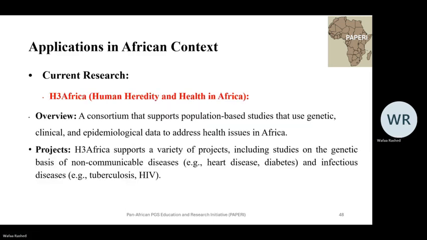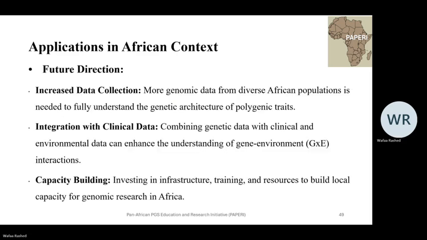Second one, the current research, H3Africa, or Human Heredity and Health in Africa. It's a consortium that supports population-based studies that use genetic, clinical, and epidemiological data to address health issues in Africa. It supports a variety of projects, including studies on the genetic basis of non-communicable diseases like heart disease and diabetes, and infectious diseases like tuberculosis and HIV.